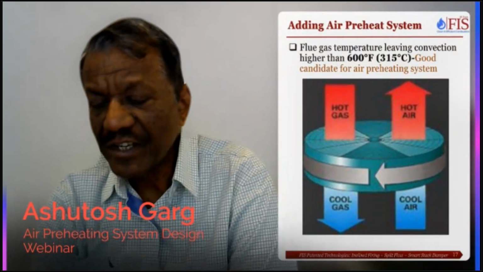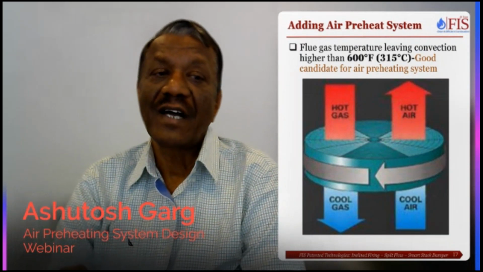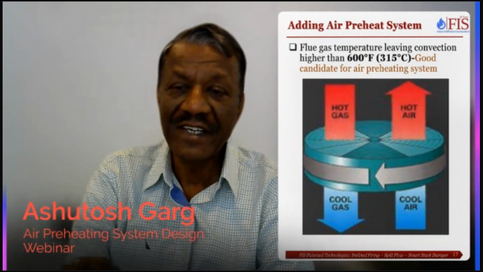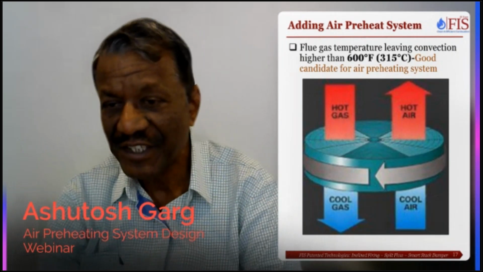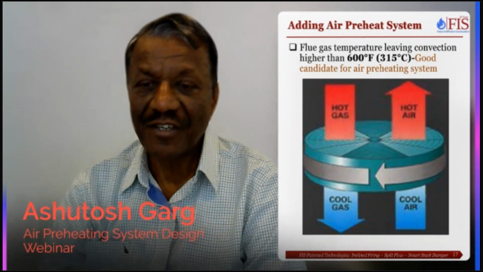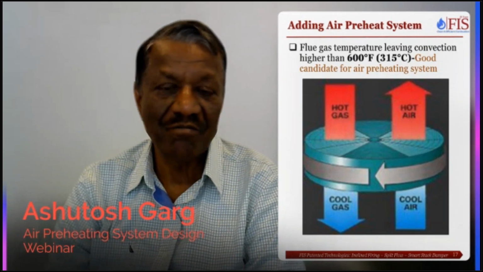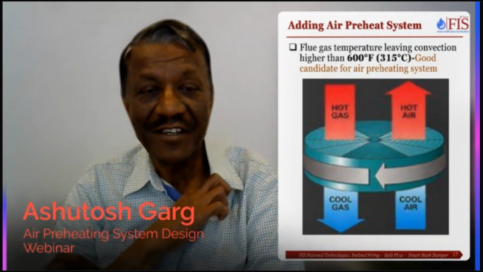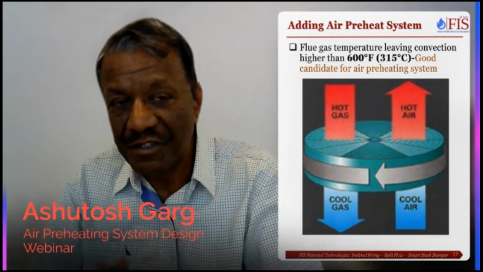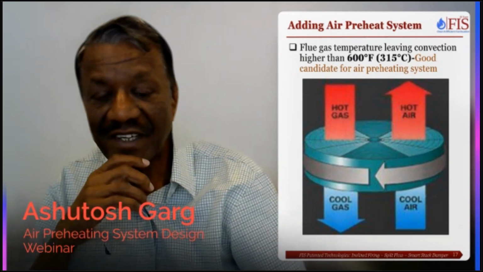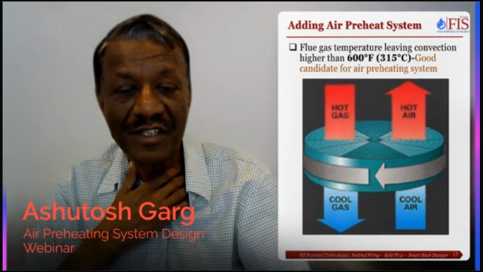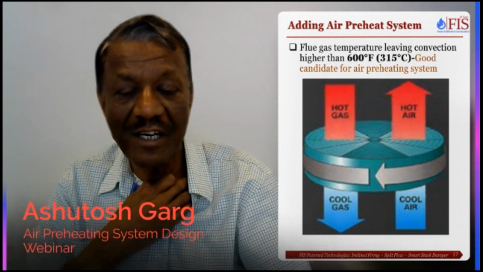So any heater where you have a flue gas temperature higher than 600 degree F or 315 degree C is a good candidate for air preheater installation. That's the thumb rule. I mean, we can do it even for 500 degrees, but industry kind of has a thumb rule. So anything more than 315 degrees, we can improve efficiency by at least about 6 or 7% for it to pay out.